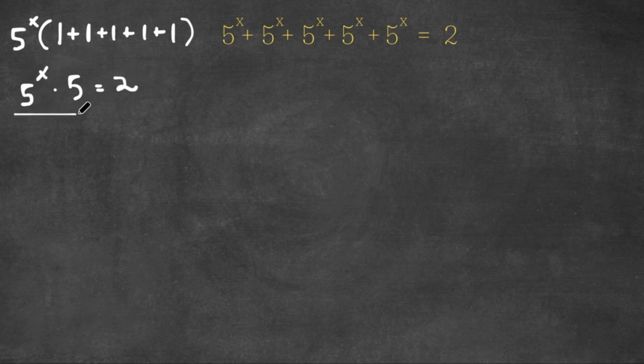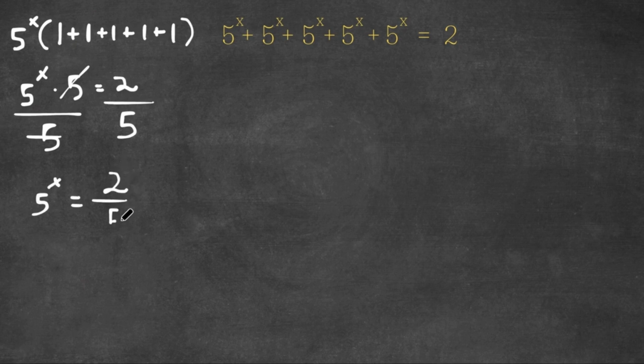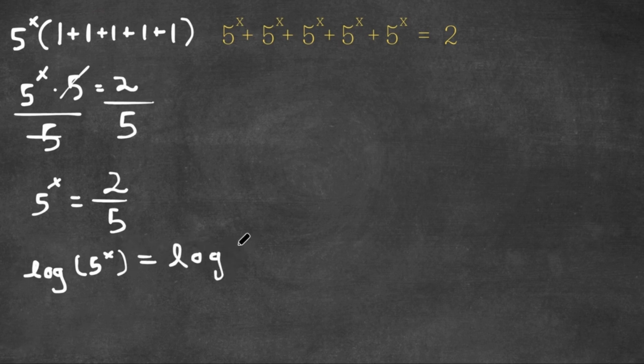Now, we want to isolate x, so I'm going to divide both sides by 5. These two cancel out for our left-hand side here. So for our left-hand side, we have 5 to the power of x. Now, this is equal to 2 over 5. Now what I'm going to do is take the log of both sides. So now we have log 5 to the power of x is equal to log 2 over 5.